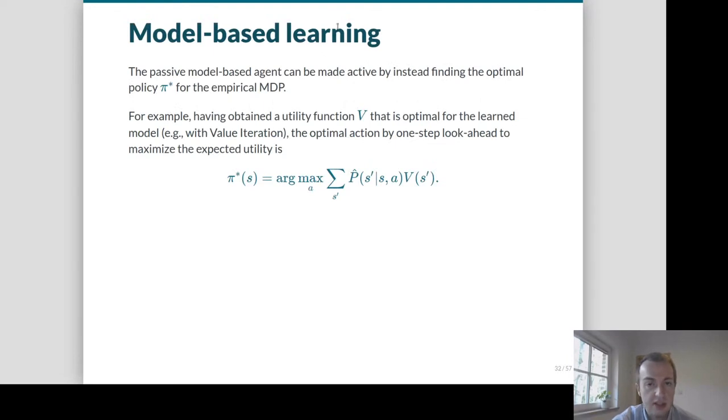But what I just explained makes sense. It should make sense. If we have good enough models for the transition and the rewards, then the empirical MDP should not be that far off from the true MDP for which we want to find the optimal action, the optimal policy.